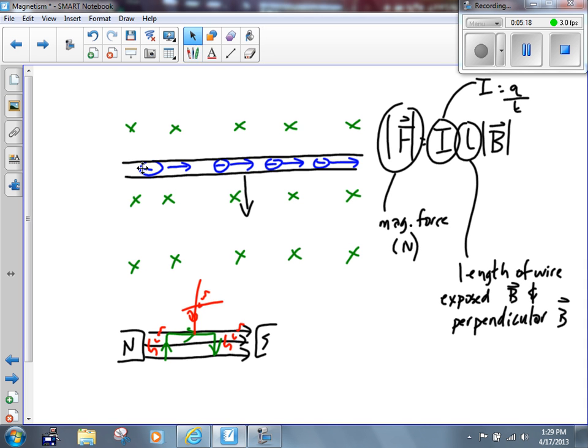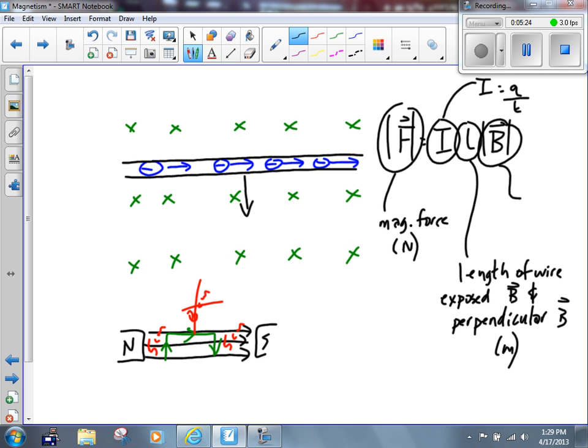And we want to measure that in meters, always. Measure it in meters. Finally, B, the last one, we've kind of already said that. This is the external magnetic field. It's the one that's caused by those two magnets, the North Pole and the South Pole, or caused by an electromagnet or whatever. Is that okay?